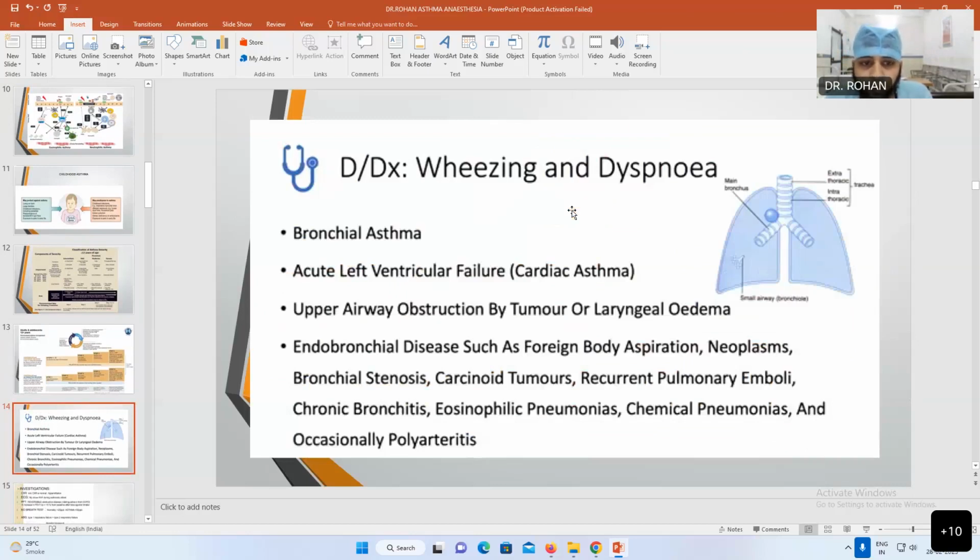So some of the differentials of bronchial asthma are acute LV failure, which is misnamed as cardiac asthma, upper airway obstruction by a tumor or a foreign body, endobronchial diseases like neoplasm, bronchial stenosis, carcinoid tumors, recurrent pulmonary emboli, chronic bronchitis, and eosinophilic pneumonias, etc.